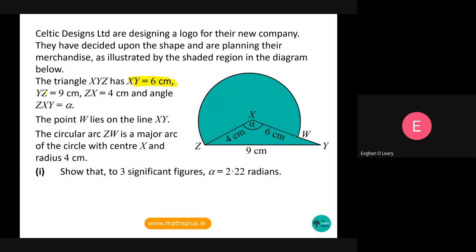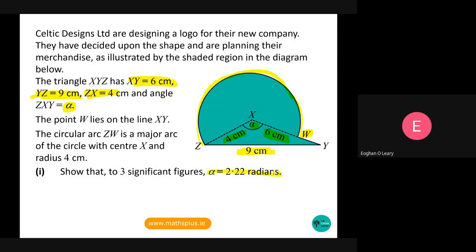XY is 6, YZ is 9, ZX is 4. So they all correspond to these three sides here, and the angle is alpha. So the angle at X, so ZXY, is alpha. The point W lies on the line XY. The circular arc ZW is the major arc, which is this part here, of the circle with center X and radius 4 centimeters. Show that to three significant figures alpha is equal to 2.22 radians.